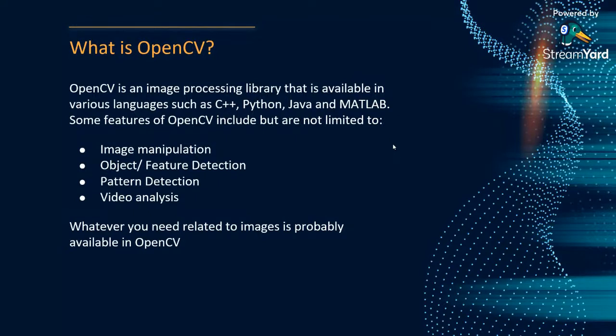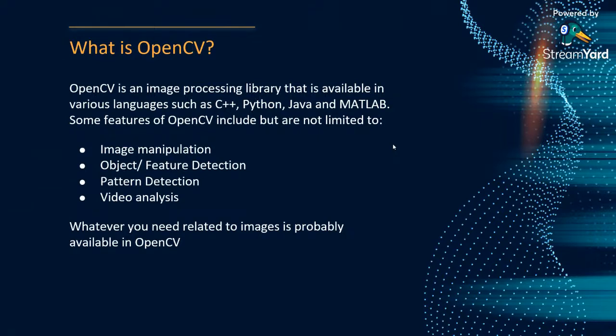OpenCV is an image processing library which is available in a lot of languages like C++, Python, Java, MATLAB, and many others. Some of its features would include image manipulation. So let's say you have an image and you want to read it and then you want to increase its brightness, contrast, or something like that. Then you can do this in OpenCV.